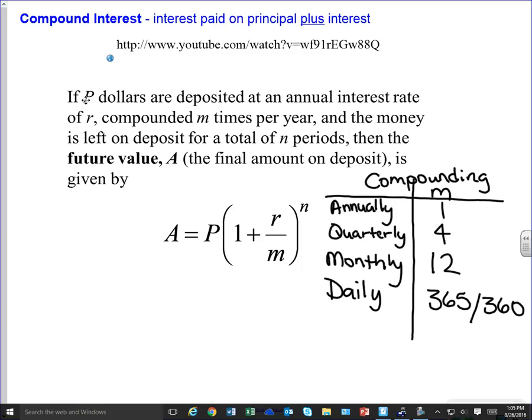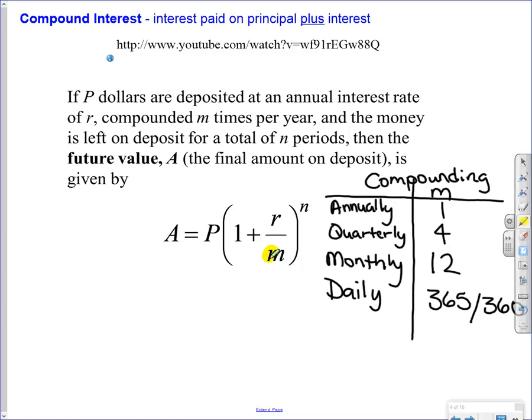P is still going to be our principal. R is still going to be our interest rate. But we've got two new variables, M and N. Let's see what M and N stand for. Here's our M and here's our N, and this is our formula for compound interest. It says if P dollars are deposited at an annual interest rate of R, compounded M times per year, and the money is left on deposit for a total of N periods, then the future value A is given by this. N is going to be determined by how long your money is actually in the account. That's determined by the actual situation.